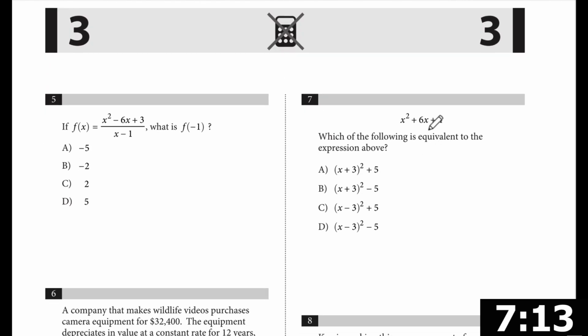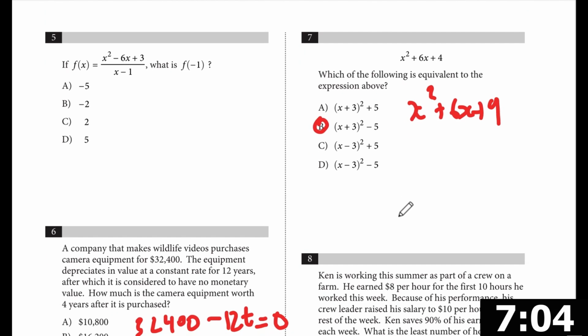Now, which of the following is equivalent to this? Now, x plus 3 squared is equal to x squared plus 6x plus 9. So this would be minus 5. So it would be B.